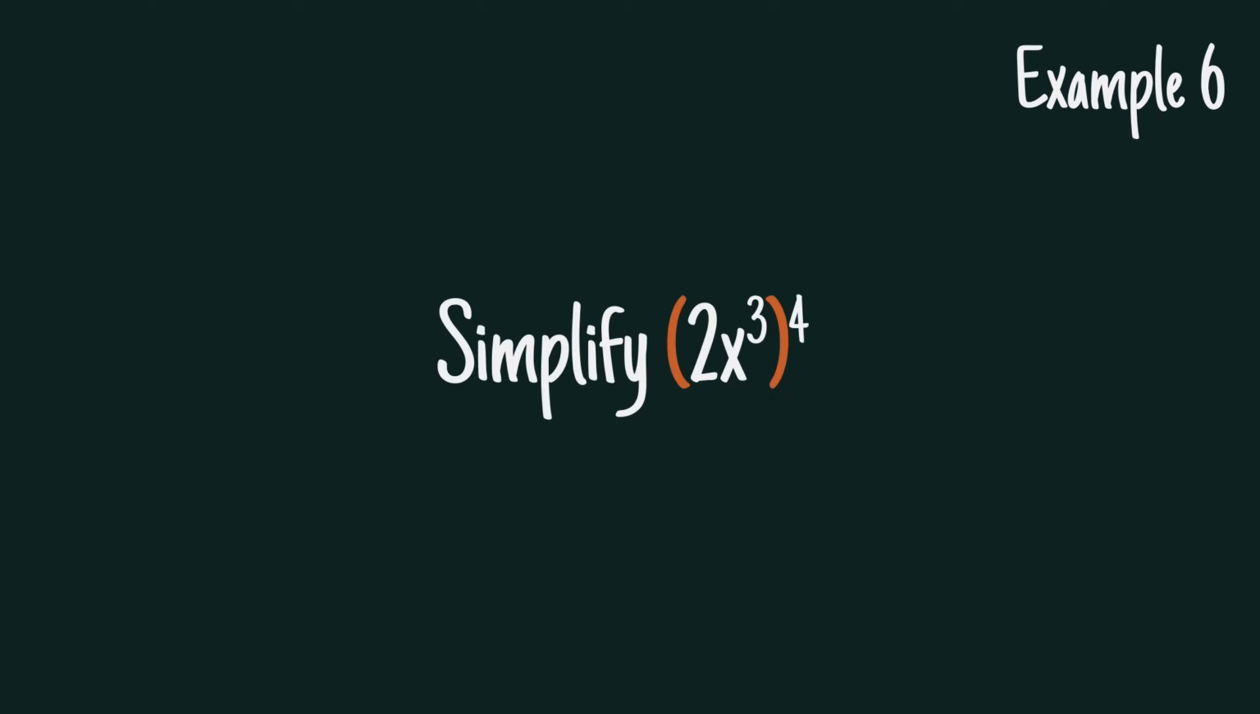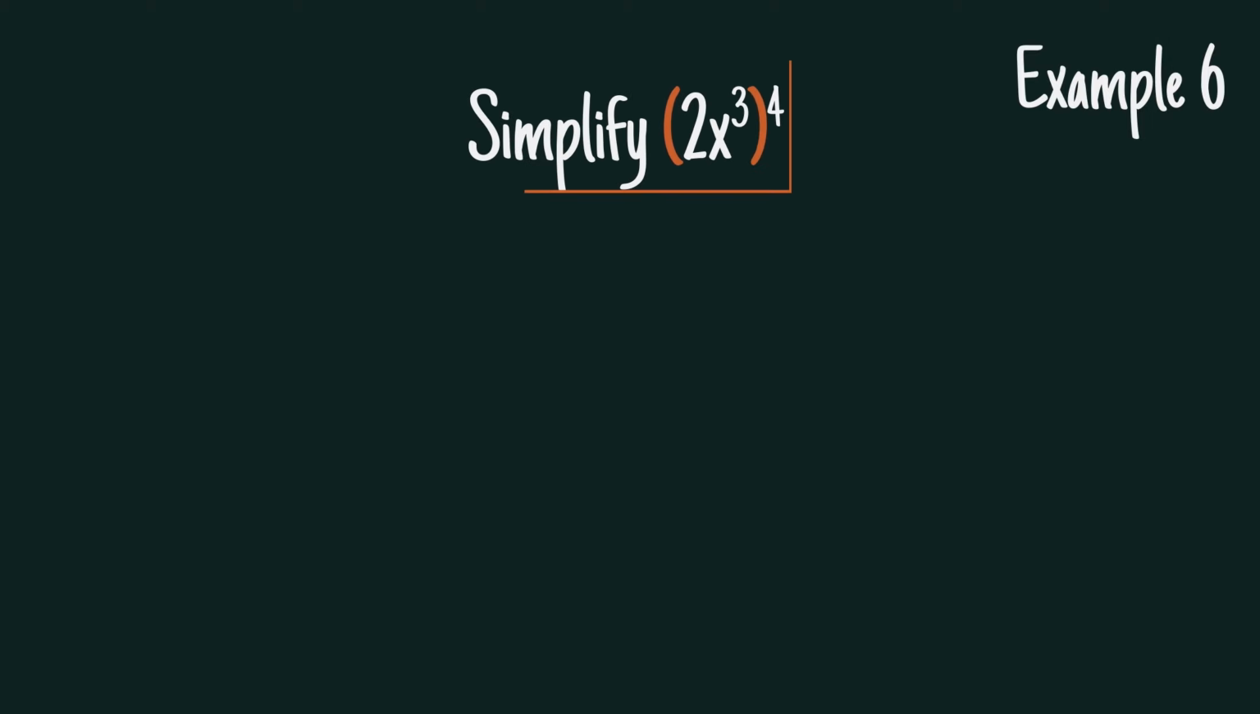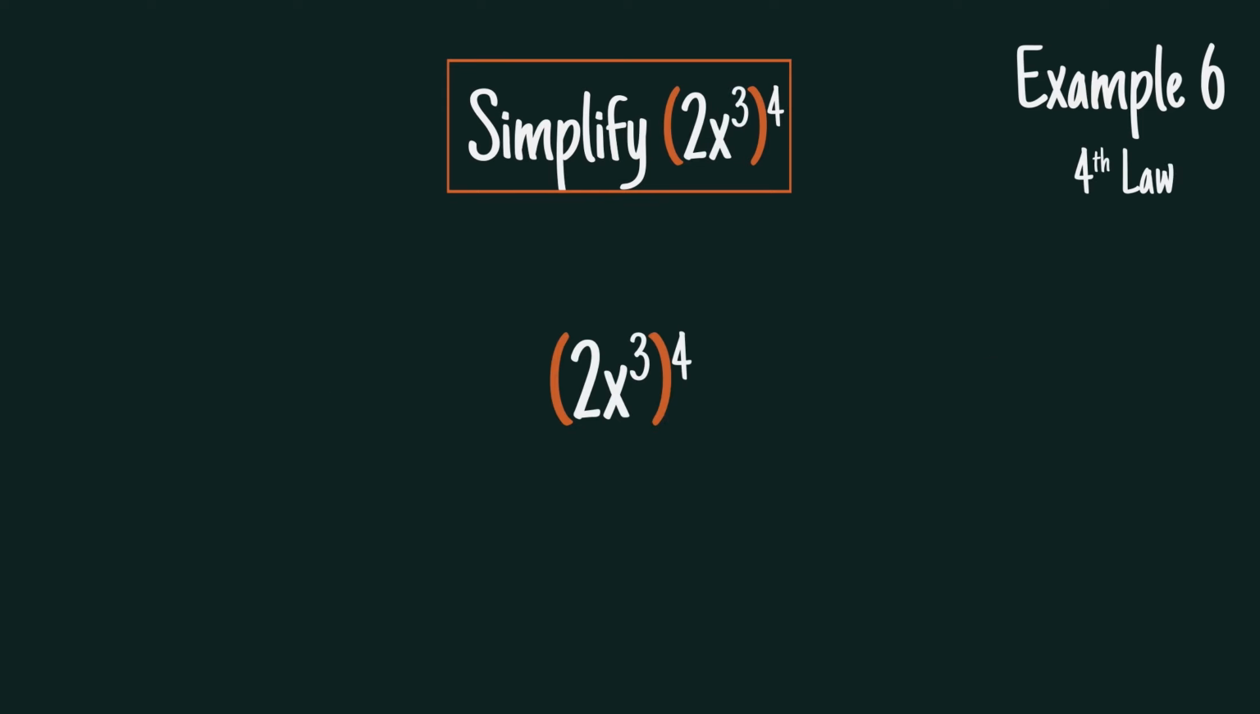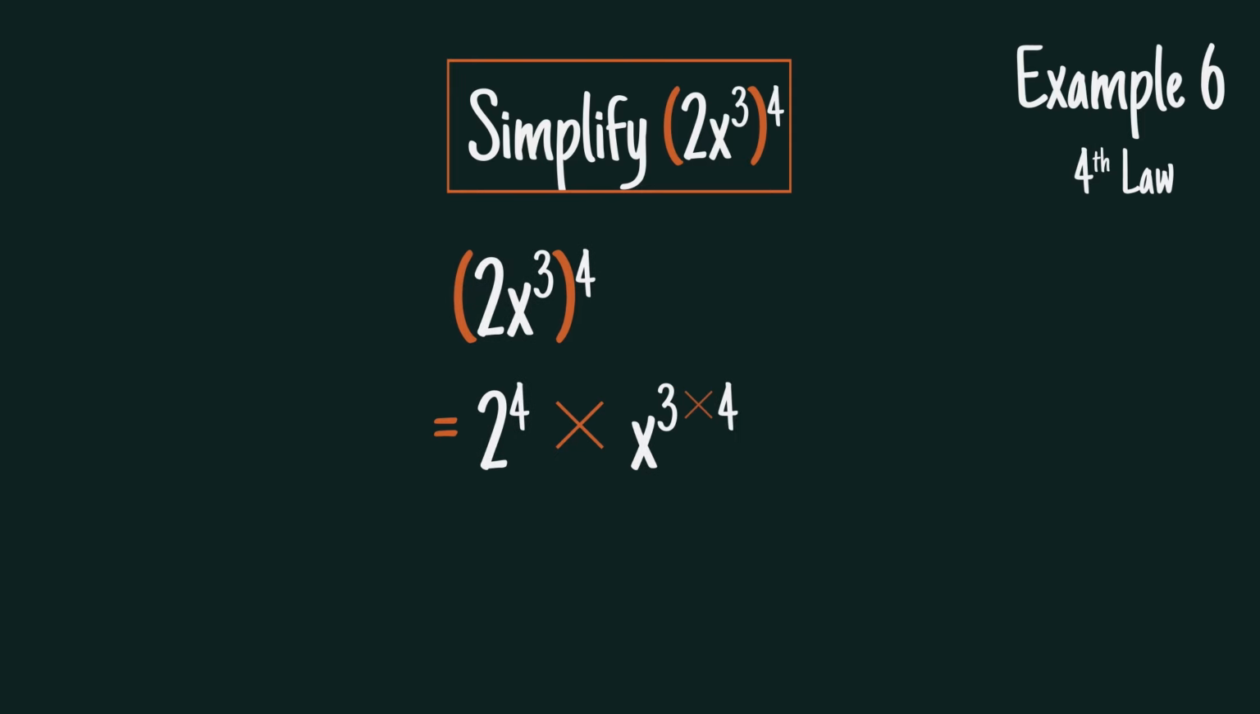In example 6, using the fourth law, the power of 4 outside the bracket is an indication that both 2 and x to the power of 3 are raised to the power of 4 individually. Hence, the answer would be 16x to the power of 12.